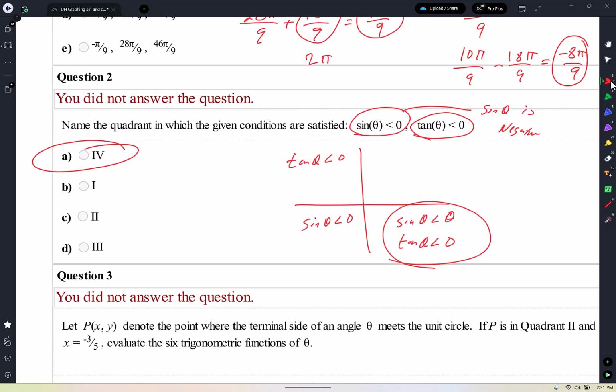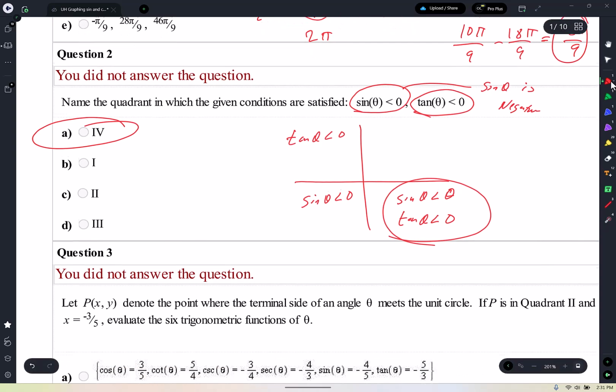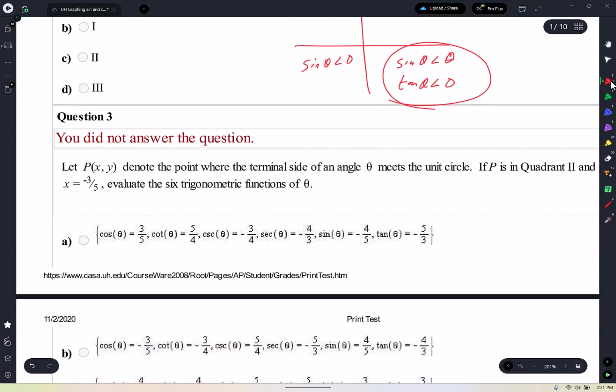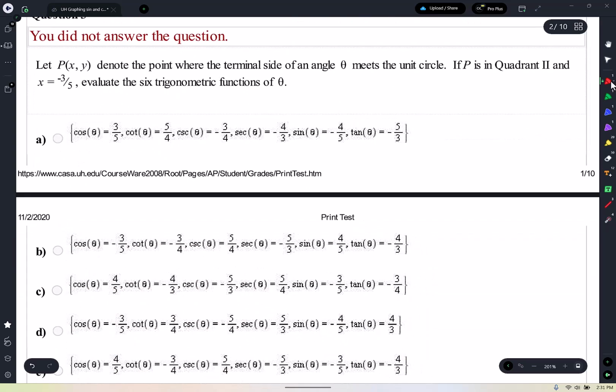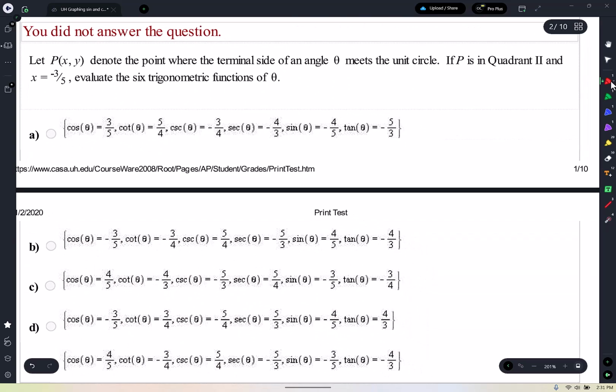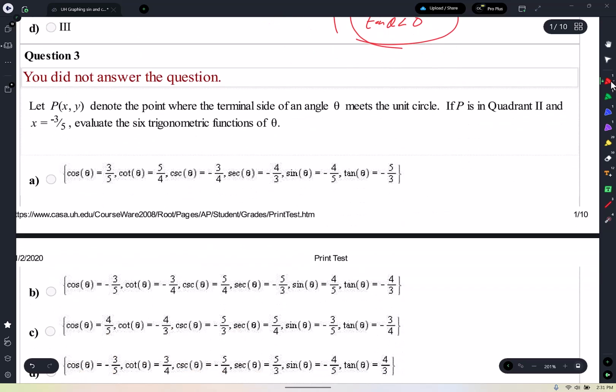Question 3, you just don't know that you know. We actually skipped some of the notes. That's on me. We should have done it, but I wanted to skip it because of time. But it's over question 3. It's pretty basic. It says, let some point denote the point where the terminal side of an angle theta meets the unit circle. If p is in quadrant 2 and x equals negative 3/5, evaluate the 6 trigonometric functions of theta.